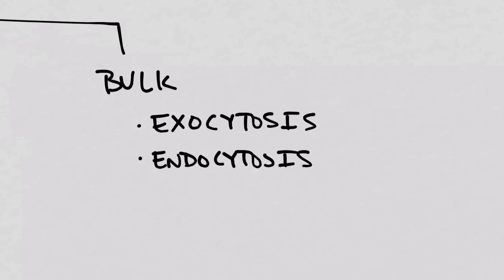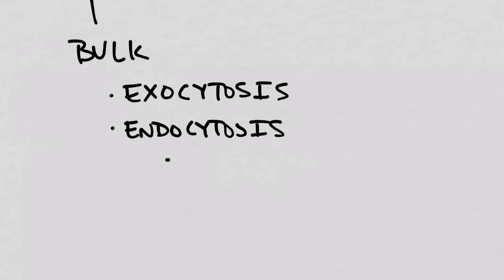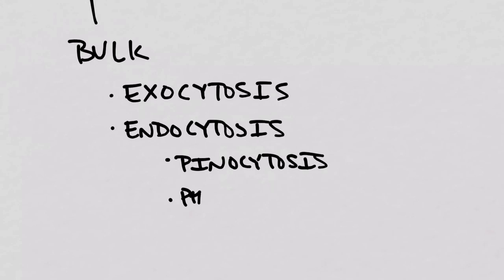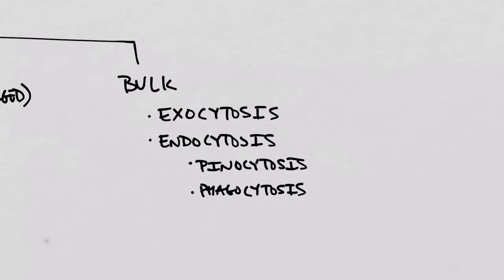So this is a cell bringing something in, and there are two major types of endocytosis. There's pinocytosis, and this is cellular drinking. It's or cellular sipping, and it's very small vesicles being taken off or pinched in the membrane. And then there's phagocytosis, and this is much larger particles being taken in.